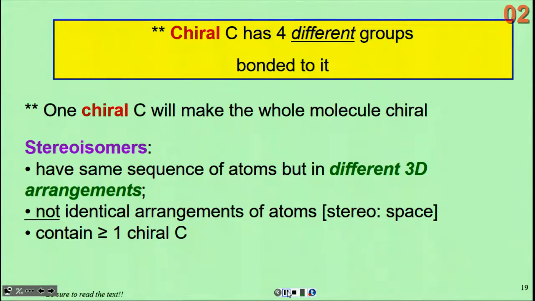We had ordinary constitutional isomers to begin with. We had geometric isomers when we did cis and trans. Now we have stereoisomers because stereo suggests spatial arrangement. It's like you think about stereo sound systems. And so same arrangement of sequence of atoms, but different in 3D arrangements. They're not identical exactly because they have at least 1 chiral carbon.